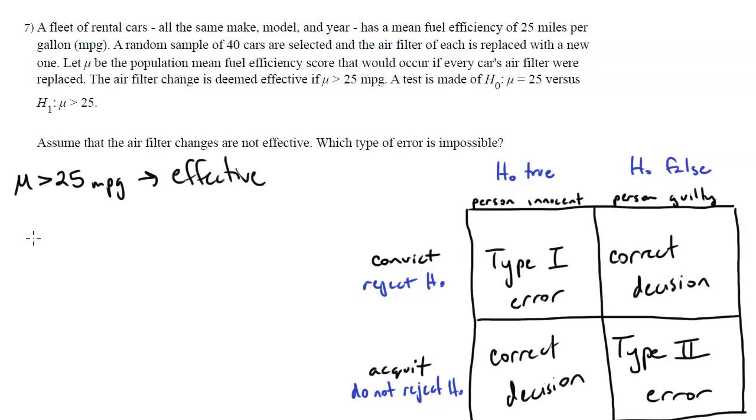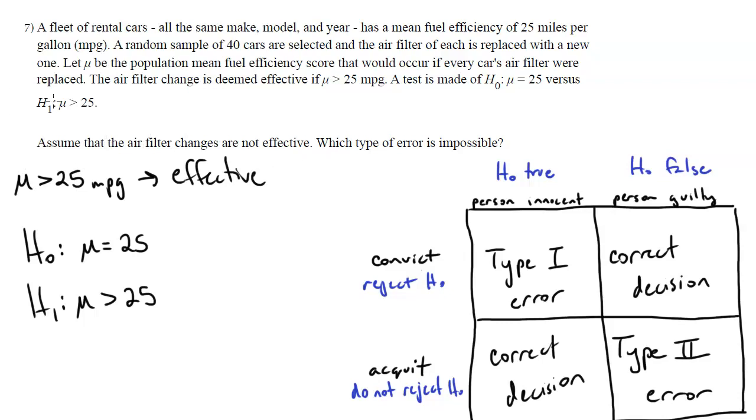A test is made. So the hypothesis test is the null hypothesis is the population mean is 25. Alternative hypothesis, the population mean is greater than 25. So now, this is the situation. Now we need to determine, is the null hypothesis true or false? Assume that the air filter changes are not effective.